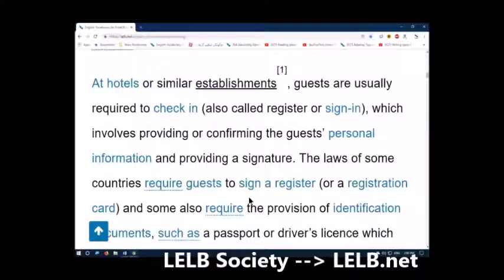At hotels or similar establishments, guests are usually required to check in, also called register or sign in, which involves providing or confirming the guest's personal information and providing a signature.